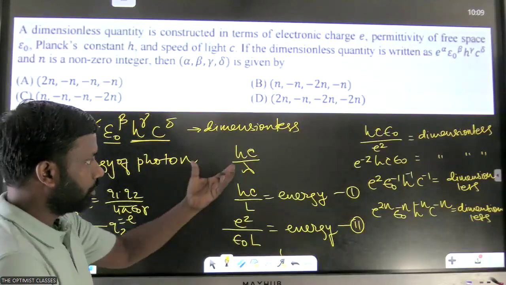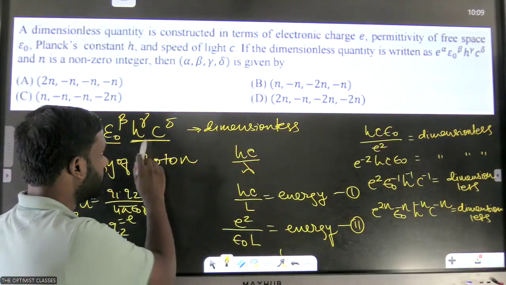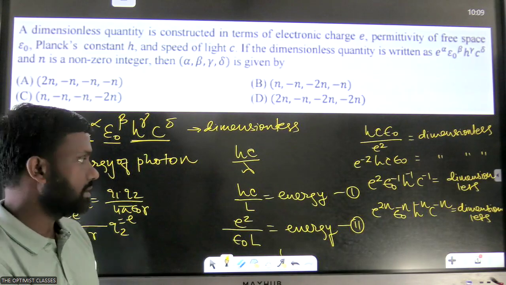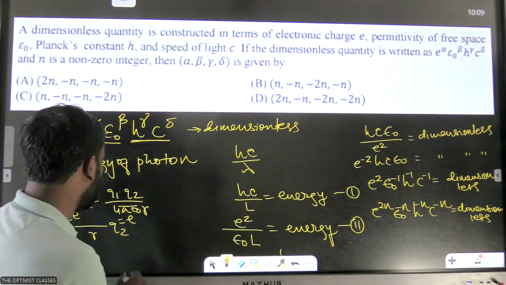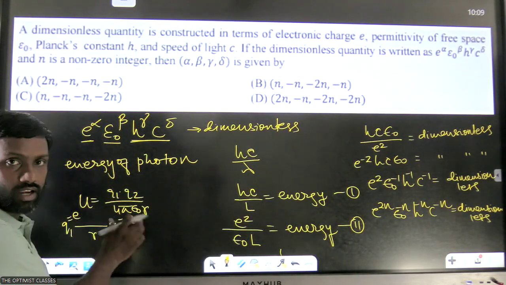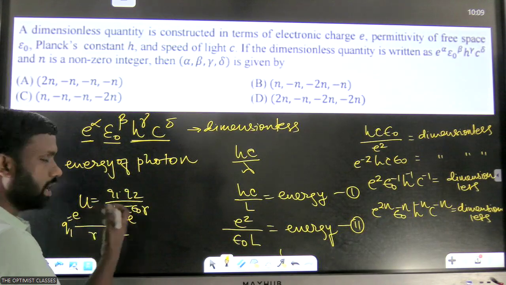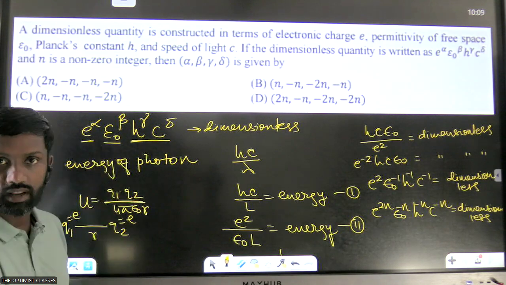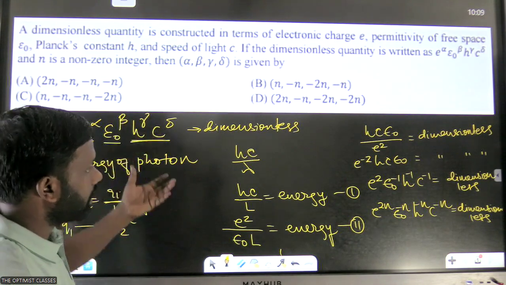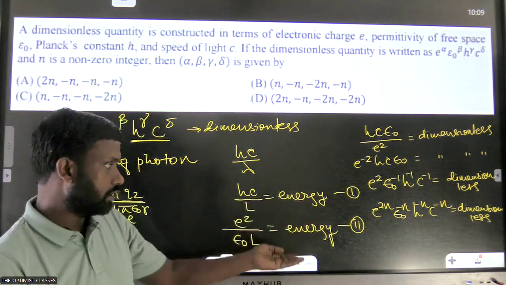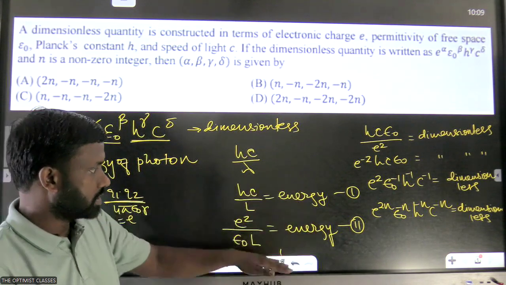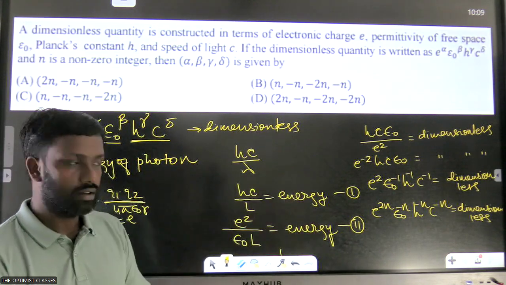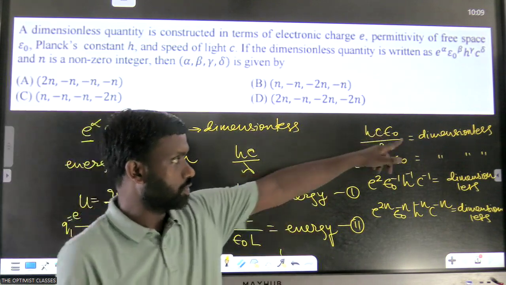So let us see what we did. We wrote energy of photon because we know that hc comes in energy of photon, hc by lambda, and lambda has dimension of length. We wrote energy of interaction of two charges, because we knew that charge and epsilon naught come in energy. And since we wanted to create a dimensionless quantity, we divided the two equations to cancel the energy term.